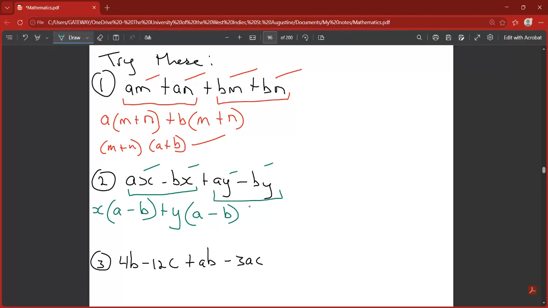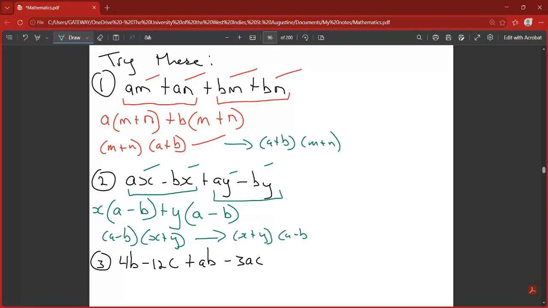So that's a good question, right? So we have a minus b common, so we take out that and we put in the x plus y here. Now the order doesn't really matter because this could be the same thing as a plus b times m plus n, and this could be the same thing as x plus y times a minus b.